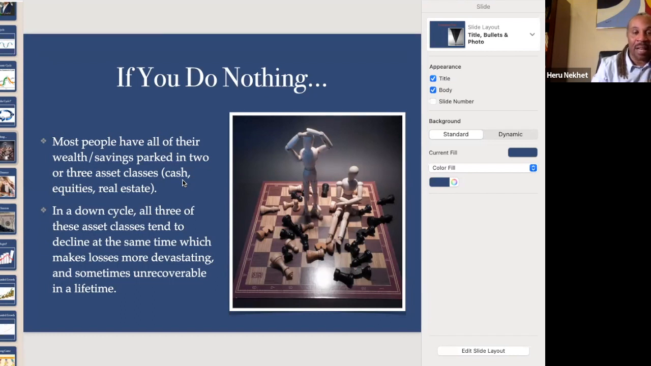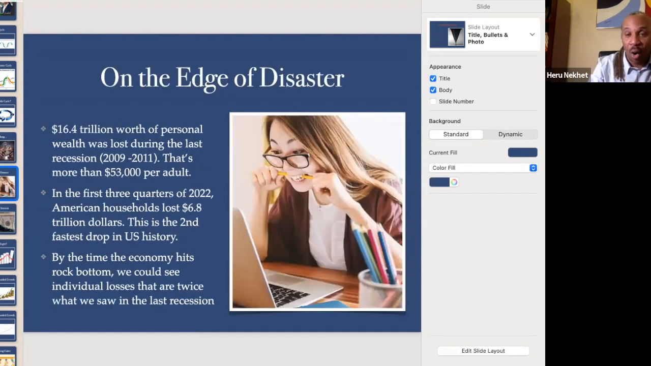So in a down cycle, all 3 of those asset classes just plummet. And we're already seeing the writing on the wall for that. So if that's where your money's at and you do nothing, then you are on the edge of disaster.